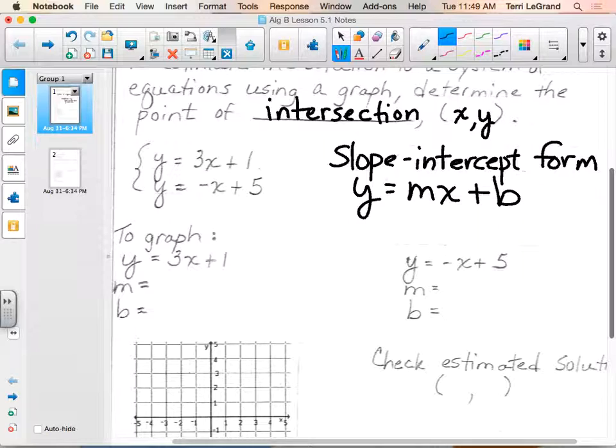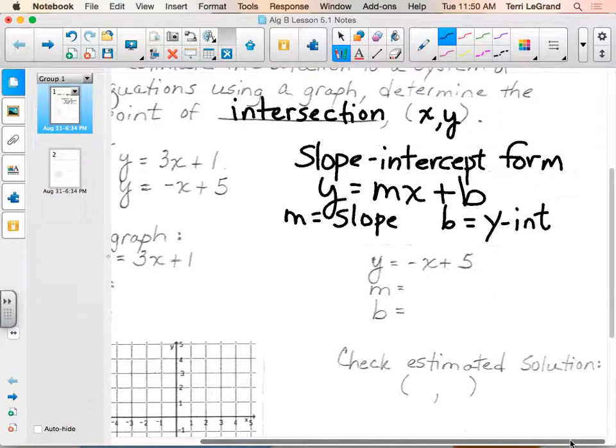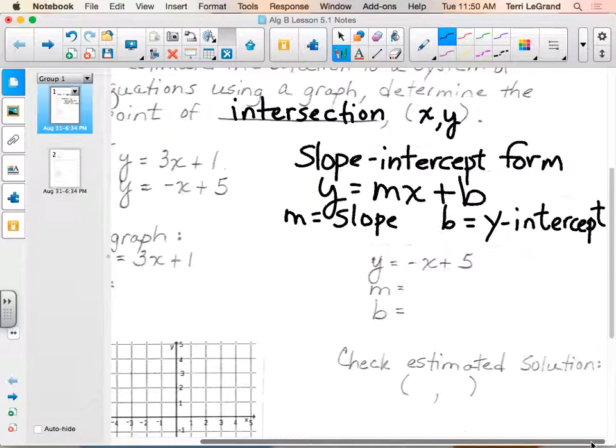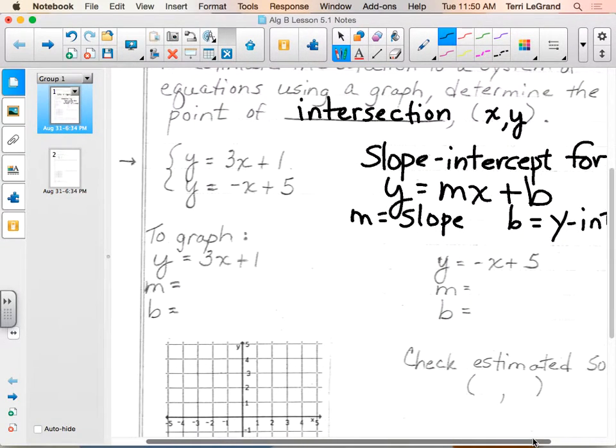When an equation is solved for y already, then we can say it's in slope-intercept form. Y equals mx plus b form. What does the m represent, you guys? M is slope. Let's remind ourselves of that. M equals slope. B is what? The y-intercept. These are important things for us to remember so we can be successful with graphing, so that it can hopefully lead us then to the correct estimate to check to say, oh yes, this is the solution for that system.